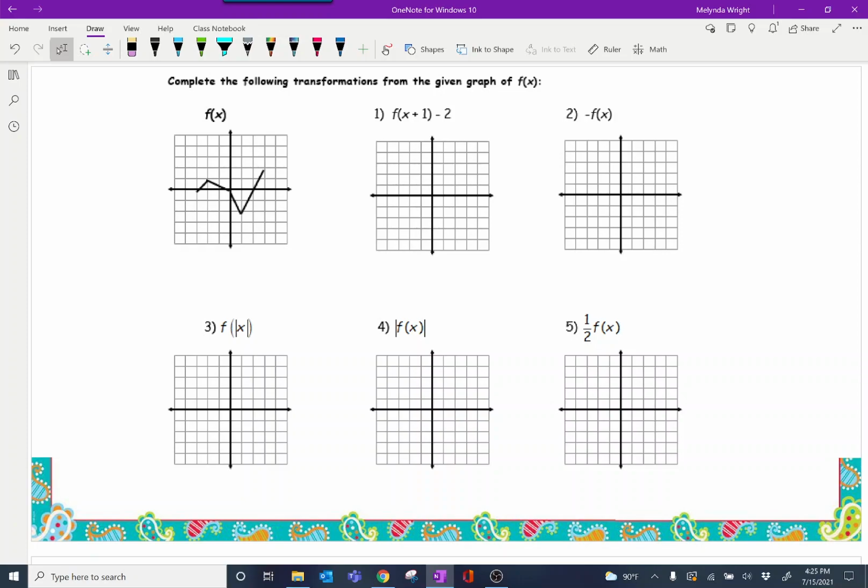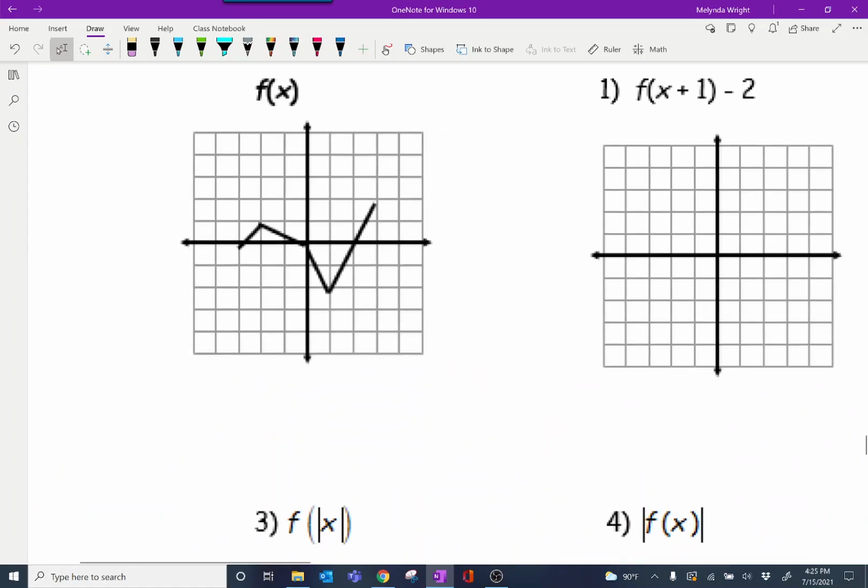What I'm going to do is demonstrate the second technique that I talked about, where you would choose the parent points, and then you would transform the points according to what transformations you're asked to do. So looking at our parent, which is f of x, we're going to choose the significant points, which would be where the graph changes.